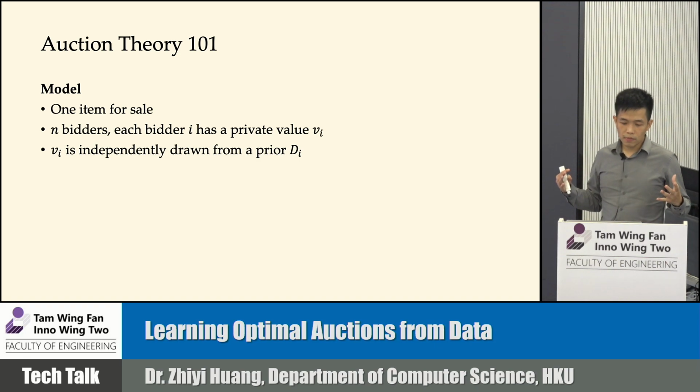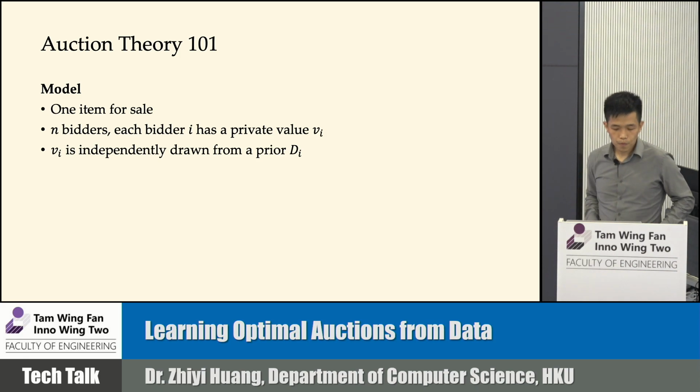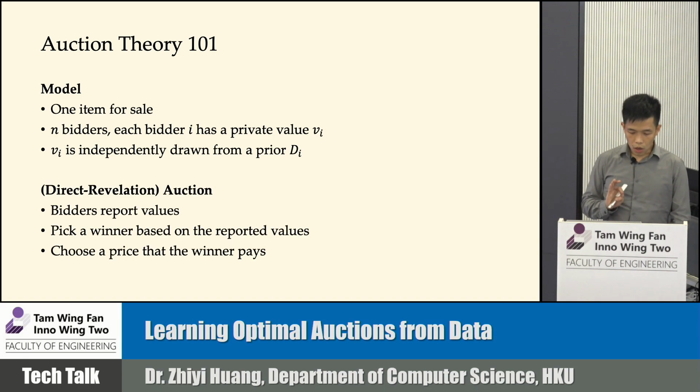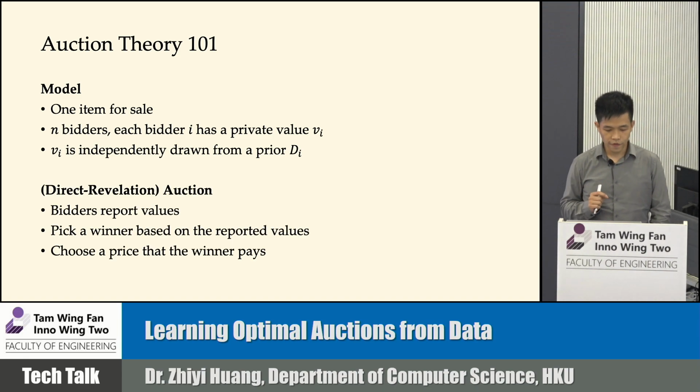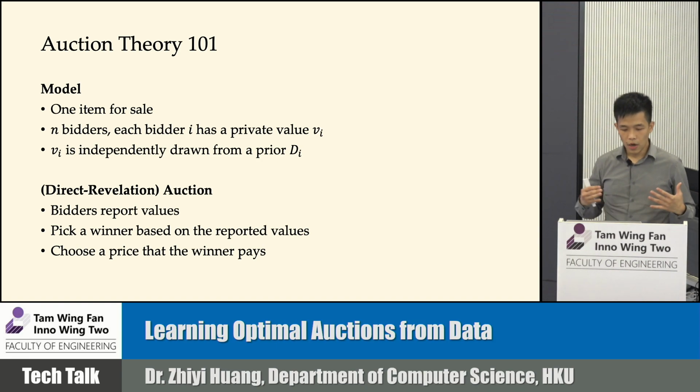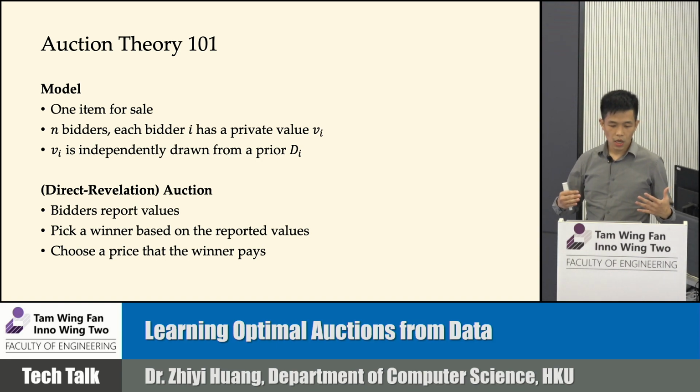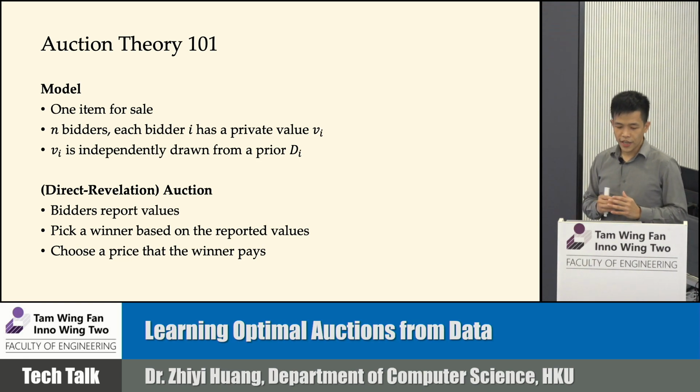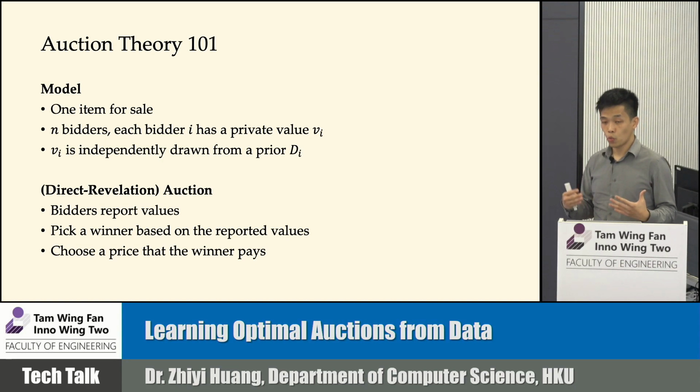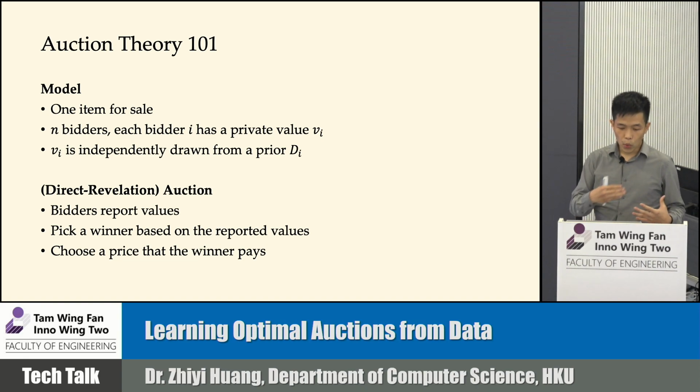And then we're going to assume that this Vi is drawn independently for different bidders, from some publicly known prior Di. That's a distribution. And we're going to consider a relatively simple auction format called direct revelation auction, which proceeds as follows. The bidders first report their values, and they may or may not manipulate the report. Then the auctioneer is going to pick a winner based on the reported values, and then choose a price that the winner should pay.